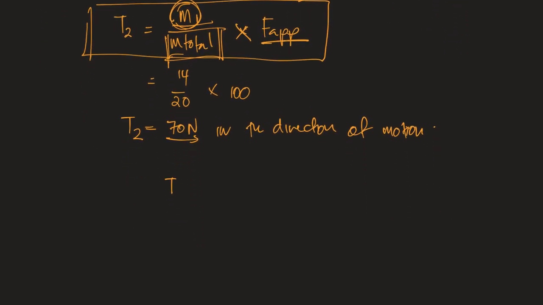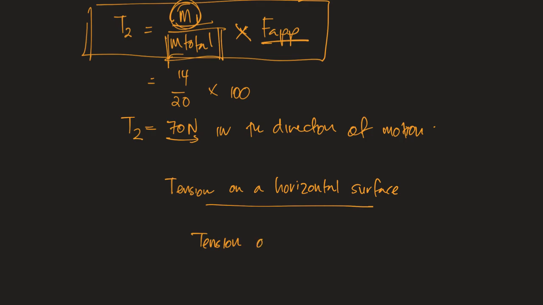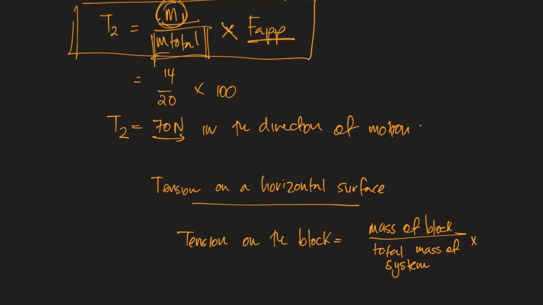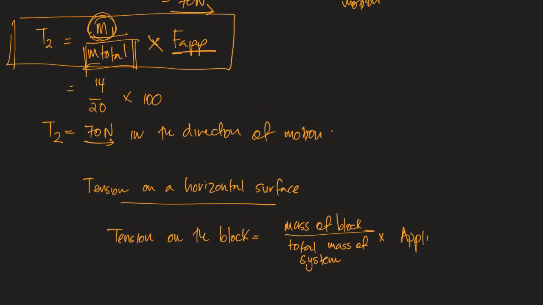If I wanted the tension, this is a formula that is acceptable but will not be on your formula sheet. So tension on a horizontal surface, we can say the tension on the block is equal to the mass of the block all over the total mass of the system, multiplied by the applied force. And that's how you work out tension.